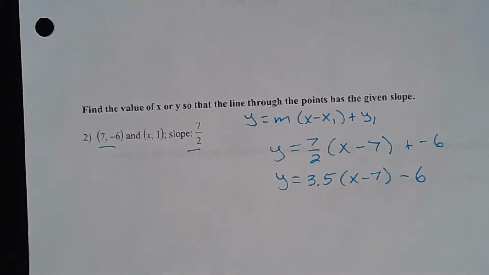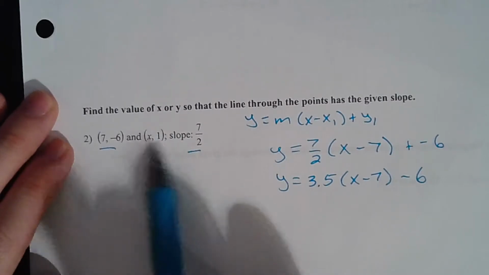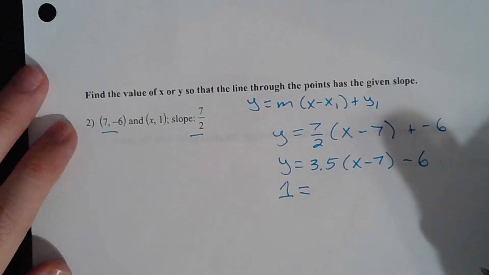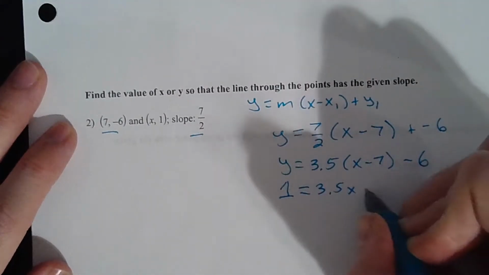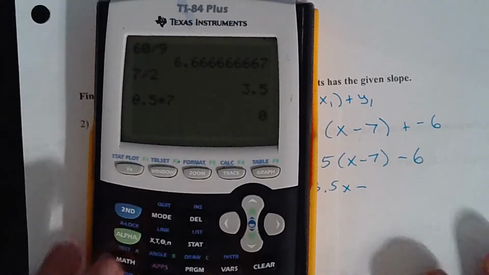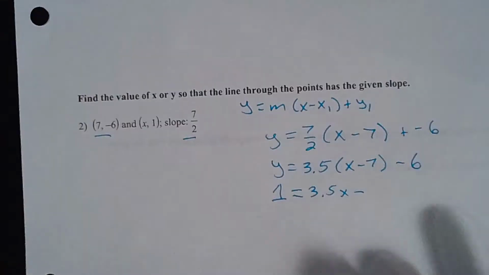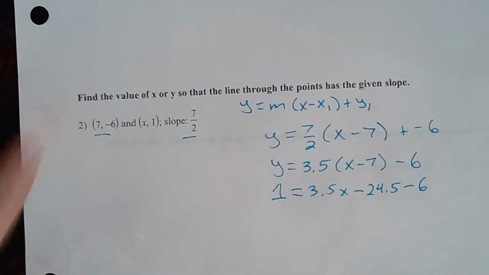Anyways, now that I have written it out in decimal version, it's asking me for what is x when y is 1. So I'm going to replace this y with a 1, and I'm going to try to figure out what x is. I'm going to use the distributive property: 3.5x minus 3.5 times 7. You don't really need to calculate. 24.5 is the correct answer. Don't have to have a calculator, but might be easy enough.